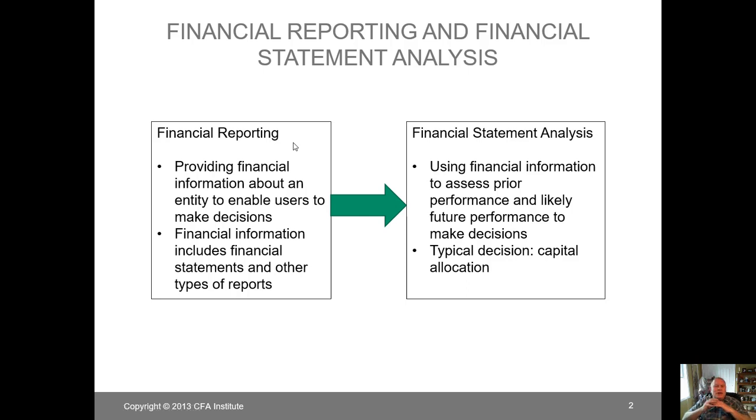Again, we've seen this before, but financial reporting is about putting information out there to the public, to users, to make decisions. It includes financial statements and other types of reports. Then we move into financial statement analysis, where you're using financial information that was produced to assess prior performance, look at strategy, and likely what future performance may be. And we talked about capital allocation, we talked about issuance of debt, granting of credit, equity valuation.